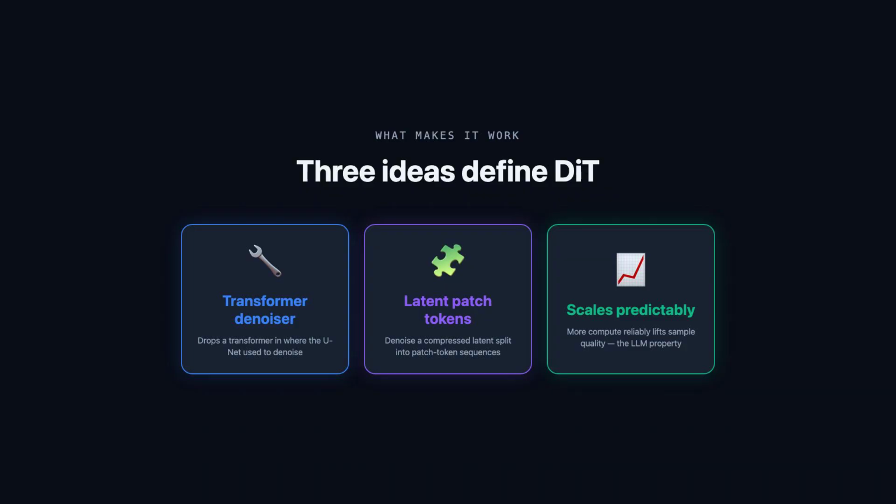Third, and this really is the headline, quality scales predictably with compute. Add more transformer blocks, or bigger ones, and sample quality reliably climbs right along with it. That clean, dependable scaling law is precisely why frontier tools like Sora and Stable Diffusion 3 adopted the design.